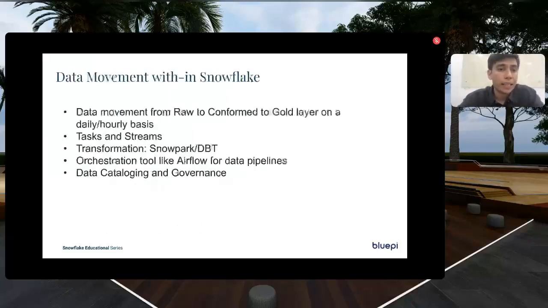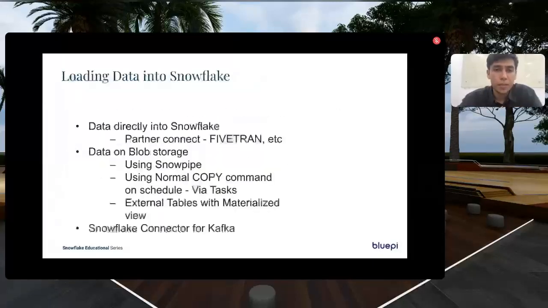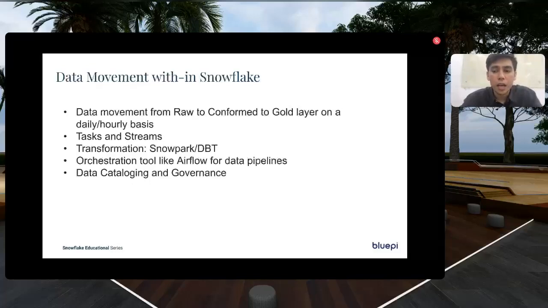Now the next slide is data movement within Snowflake. We saw how we load the data into Snowflake. The next point is, once the data is in Snowflake, how will data move within Snowflake? What are the ways in which you can move the data in Snowflake? Because the data lake architecture does not end at only the raw layer. You have to prepare the n number of layers that you have in your architecture.